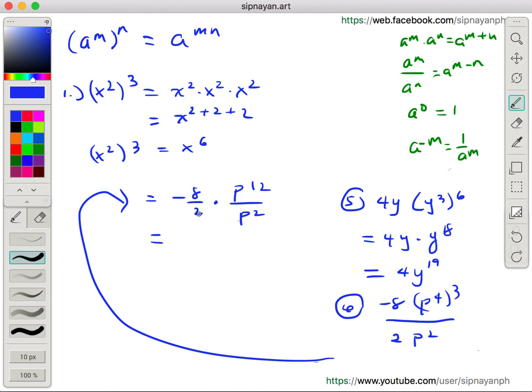So, negative 8 divided by 2 is negative 4. And then p raised to the 12 divided by p squared, by this law, yung pangalawang pinag-aaralan natin, we just subtract: p to the 12 minus 2, which is equal to negative 4p to the 10th power. Okay, that's it. I think this is a very easy rule. Just multiply the exponents pag meron tayong expression with an exponent and then raise to another exponent. So, ito yung addition natin dito.